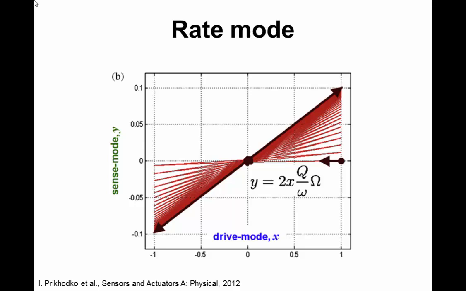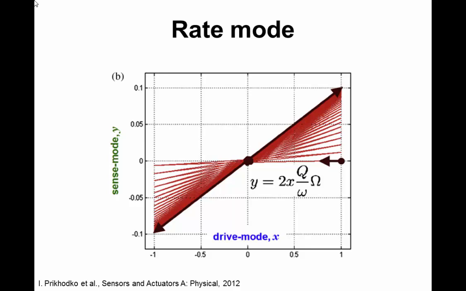So again, if you wanted increased sensitivity, there are some pretty clear variations in how you would change these parameters, as long as you can account for the response through closed loop control. The evolution of the trajectories in a mode match sense in a rate mode turns out to be a precession of a straight line.